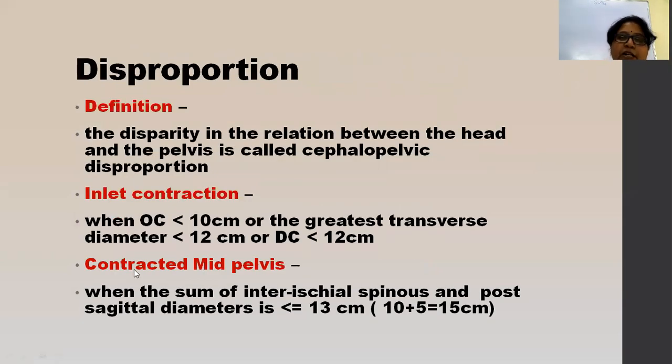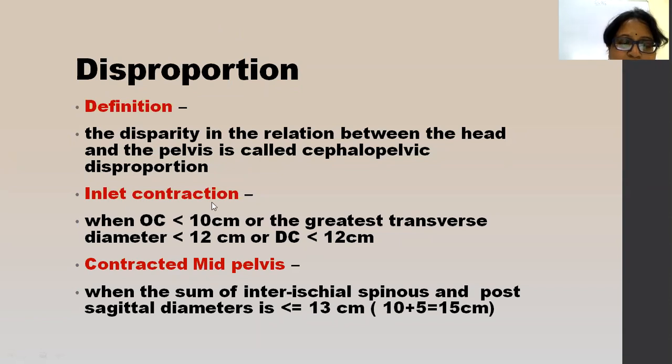Next is disproportion. What is actually cephalopelvic disproportion? Cephalopelvic disproportion is when the baby faces difficulty in negotiating the maternal pelvis, and if the baby is of average size and faces difficulty, then it is called disproportion or cephalopelvic disproportion, CPD. What is the definition? The disparity in the relation between the head and the pelvis is called cephalopelvic disproportion. And when do you have this? Either the baby can be big, or if it is an average size baby, then the woman has a faulty pelvis. In any of the cases, you can have cephalopelvic disproportion.